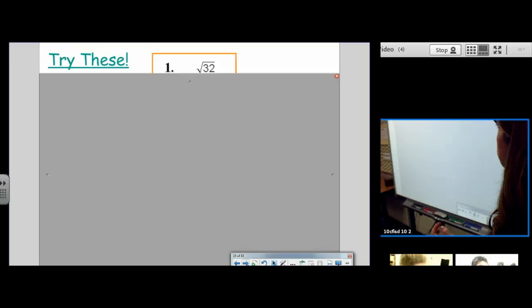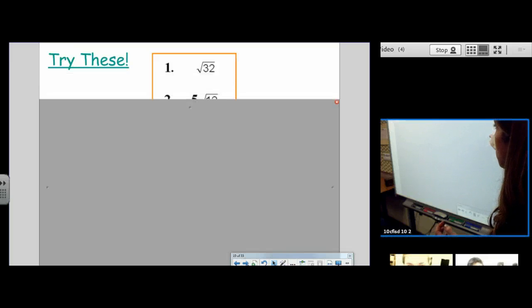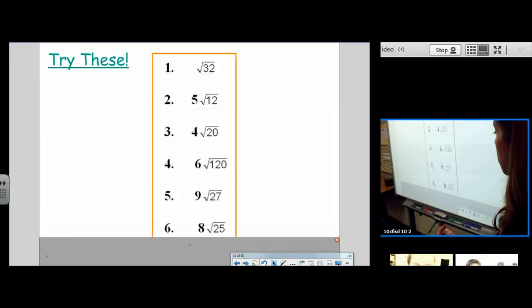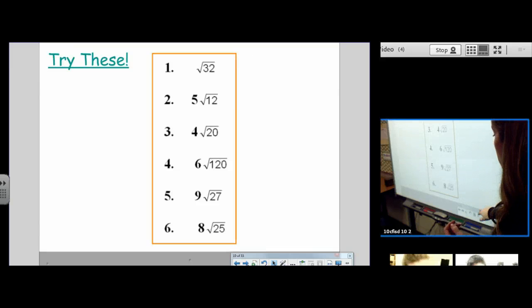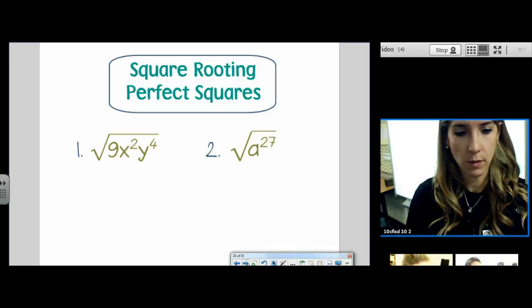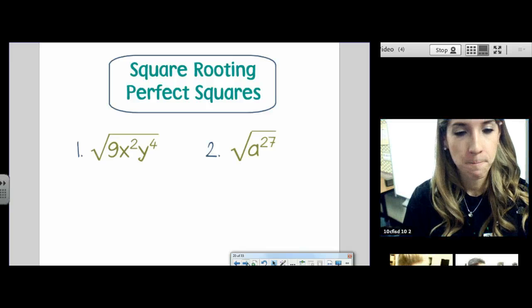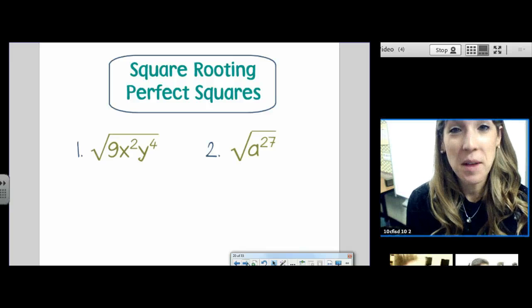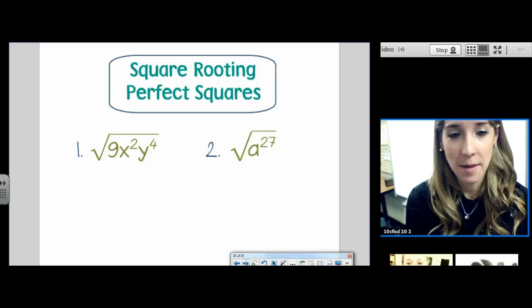approximating. Let's see. We have a few here that we can work on. This is just more practice. You have a lot of this in your homework, so I'm going to skip this for just a minute. I want to talk about square rooting perfect squares before some of you have to leave, okay? Okay, square rooting perfect squares. Some of these were in your Mad Minute.